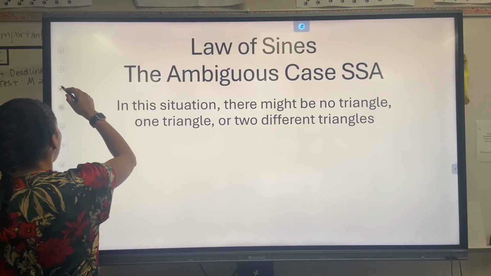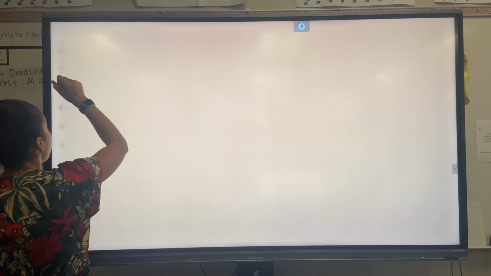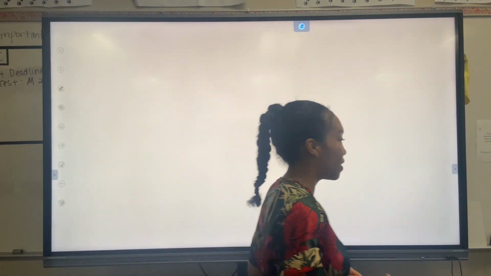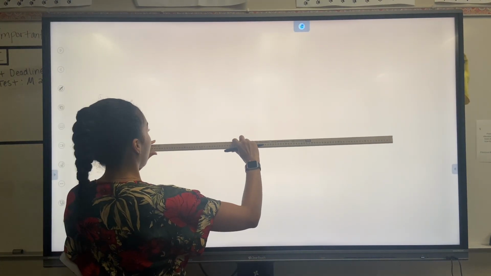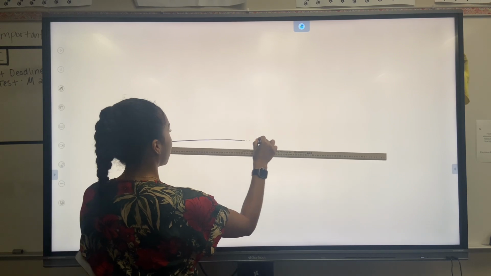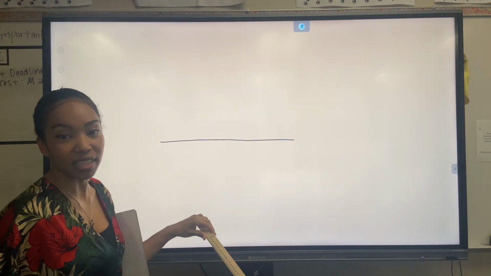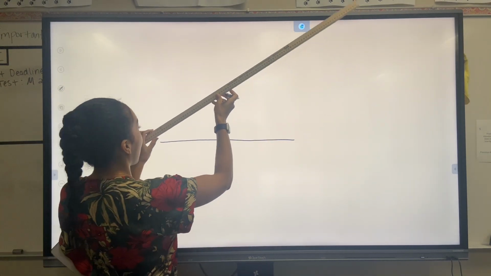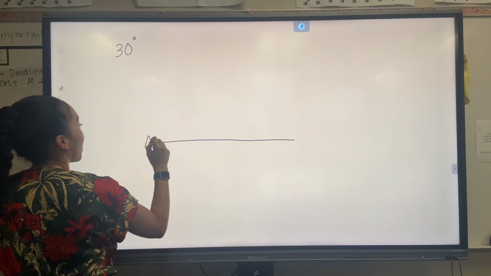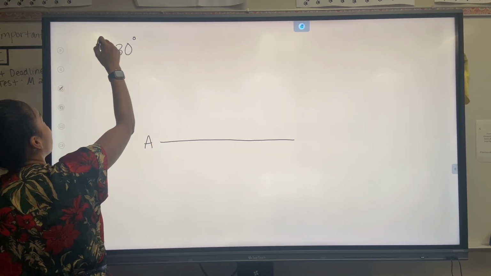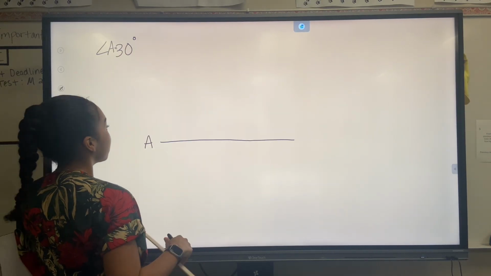So what I mean by that is I'm going to try to give you a visual of what's happening in the ambiguous case. Say I have a straight line going across, and I'm not going to tell you what that length is. It can be any length. We don't know. And I'm going to say that we're given a 30-degree angle. I'm going to say angle A is 30 degrees.